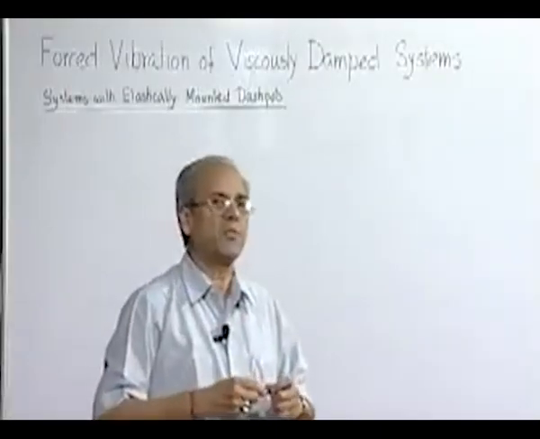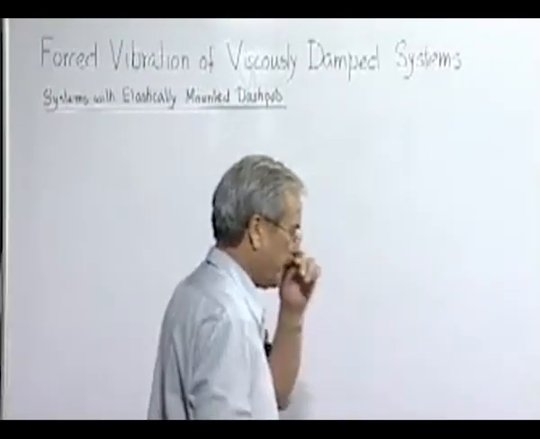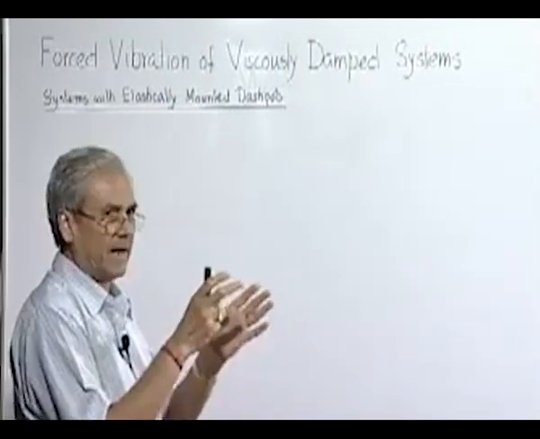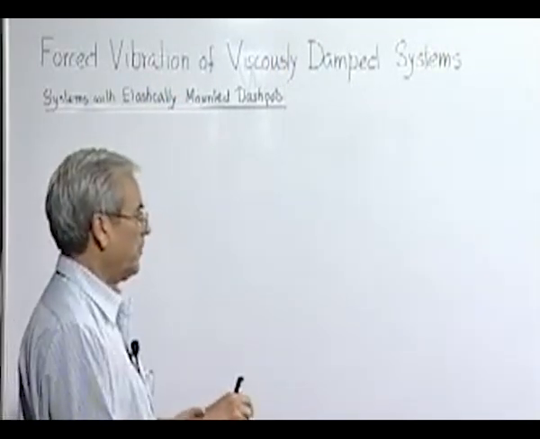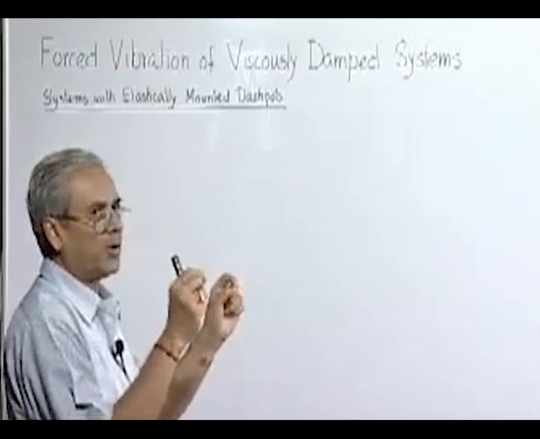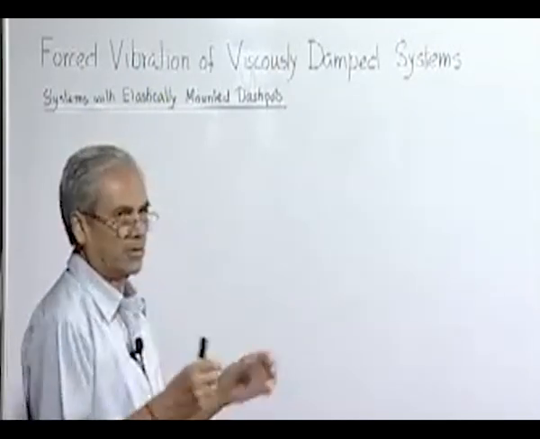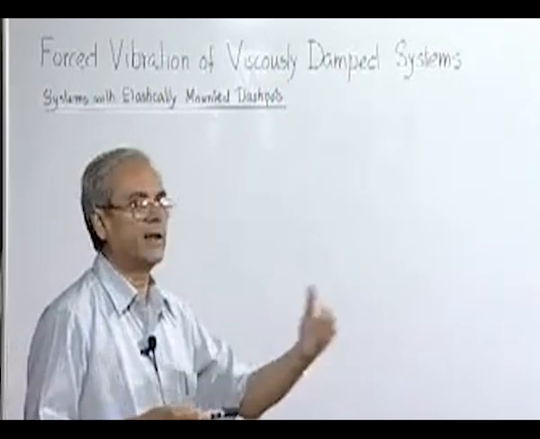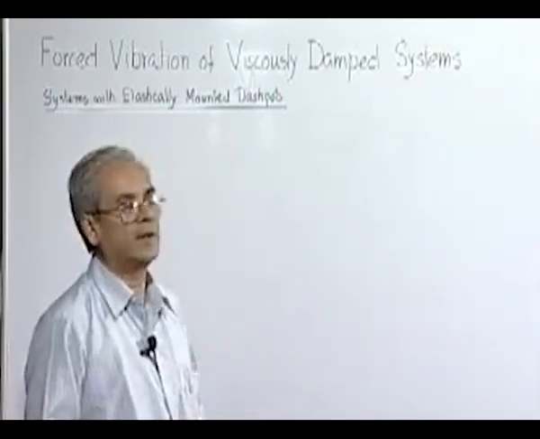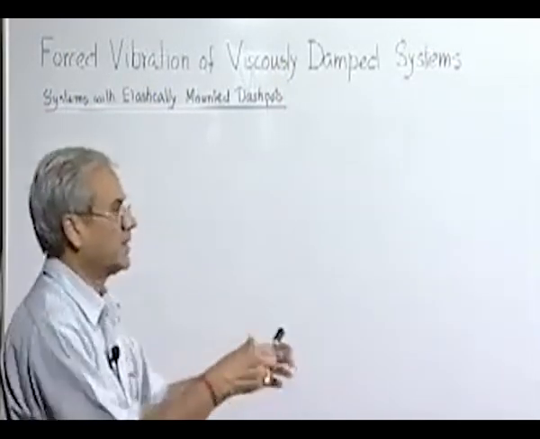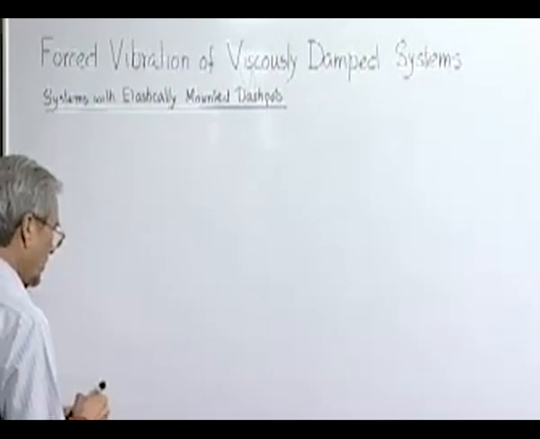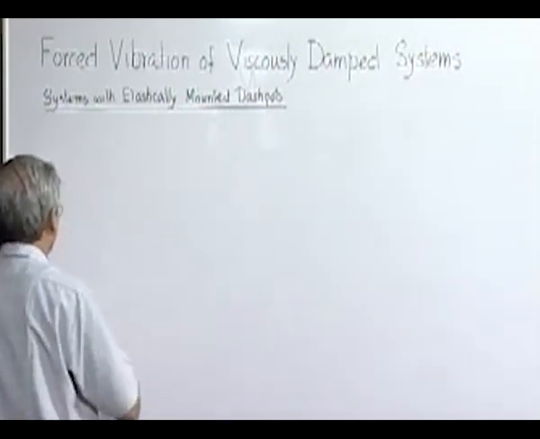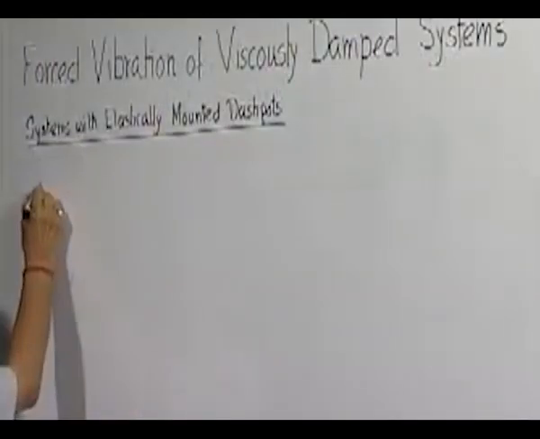So, sometimes what may happen is that the dashpot or the damper may not be connected to the body and the fixed foundation on its two sides. Maybe one side is mounted, or one side is connected to a point which has an elastic connection with the foundation. So, this class of problem is interesting.